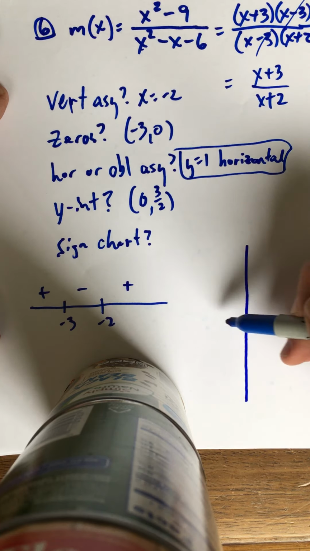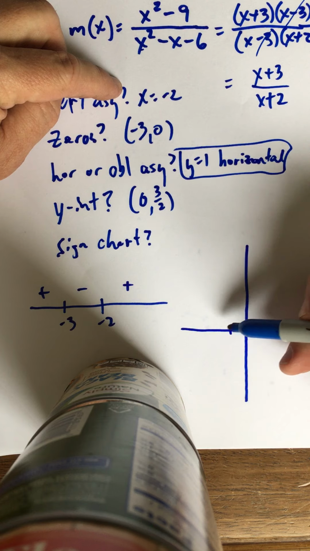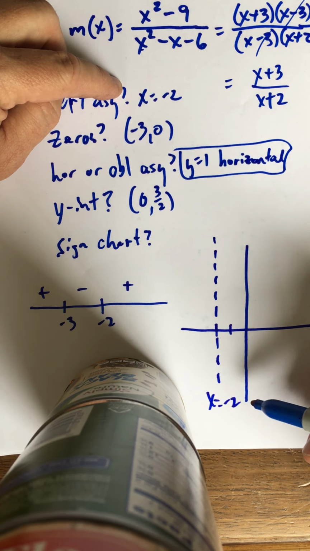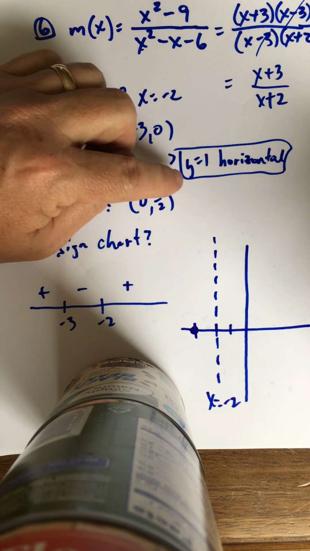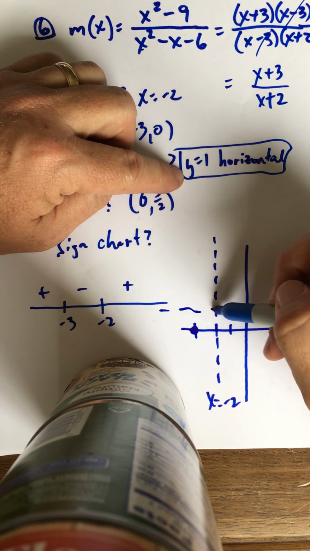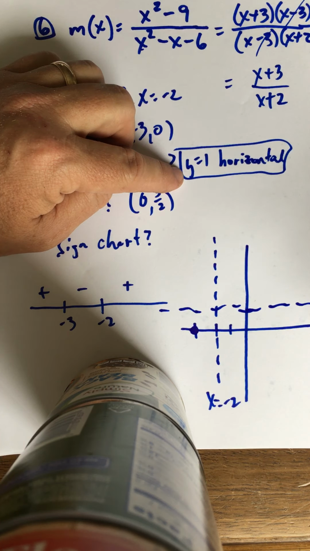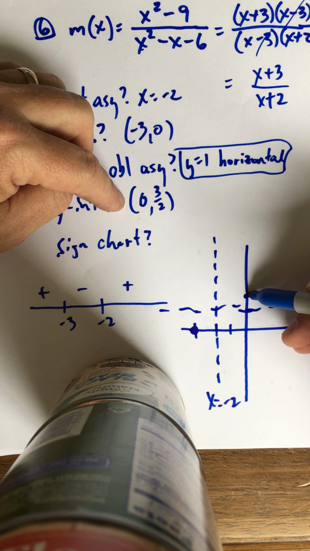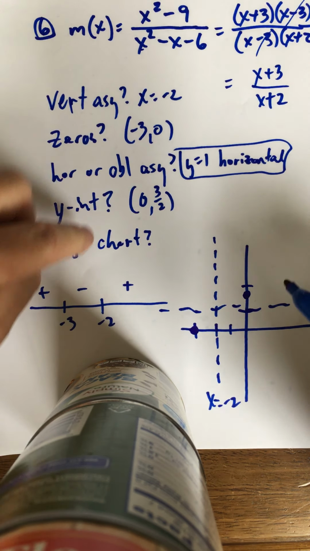Now let's incorporate everything we've put in here, okay? I know my vertical asymptote is at -2. I know my 0 is at -3. It's got a horizontal asymptote at 1. My y-intercept is at 3/2. That's right there, because it's a little bit bigger than 1. It's between 1 and 2. And now I'm going to put everything on here.